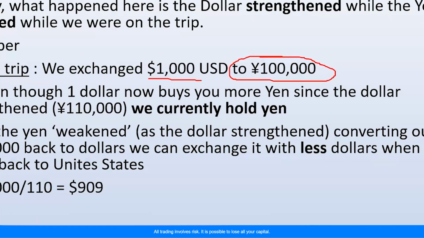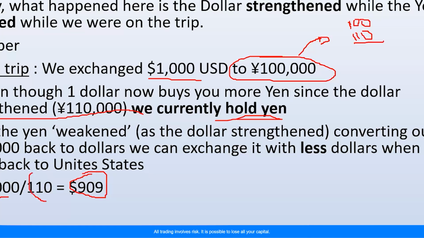So at the end of the day, we would have lost money on our brief journey, mainly because now we are holding yen. We're currently holding 100,000 yen, but the exchange rate for $1 towards yen is at 110. We bought it at 100. We exchanged it at 100. Now the rate has moved higher. The dollar strengthened, the yen weakened. Now we have 110 as the exchange rate. Therefore, we have lost money because we have to convert the 100,000 yen back to United States dollars using the FX rate of the dollar-yen. And we're left with $909.